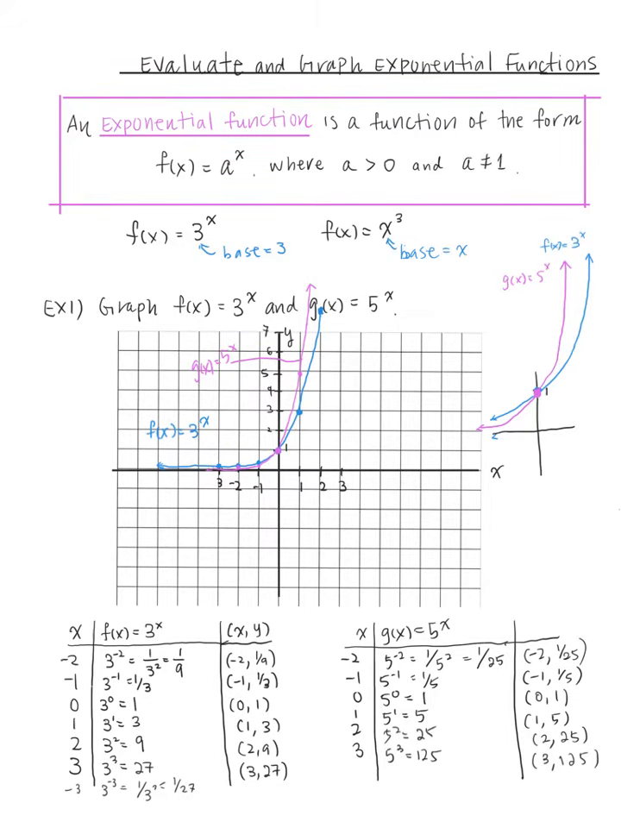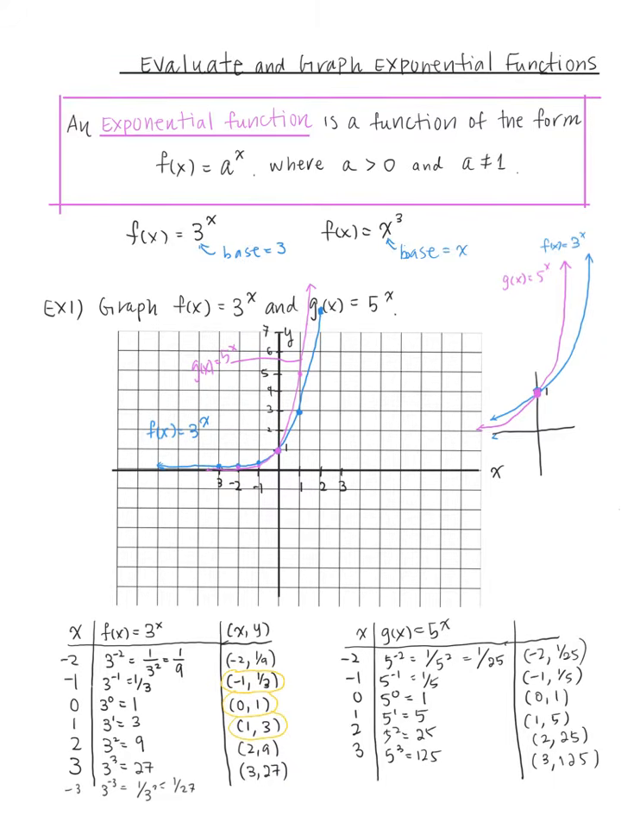For this particular f of x and g of x, note that the base is 3 and then 5, which are greater than 1. Now, what I want you to focus on is the value of x, maybe x starting from -1, 0, and 1. Let me just circle those values. So when x is -1, we're going to have (-1, 1/3). When x is 0, it's going to be (0, 1). Now, when x is 1, you're going to have (1, 3).